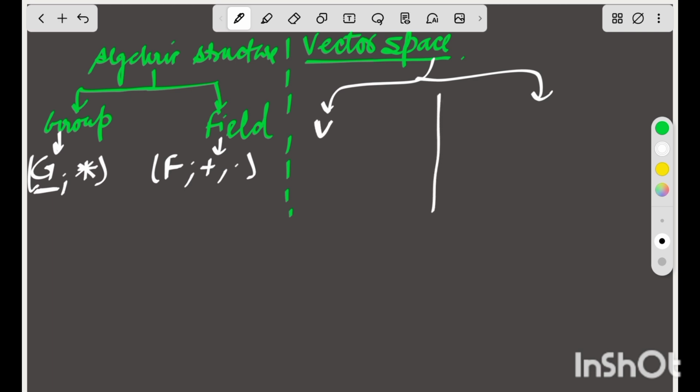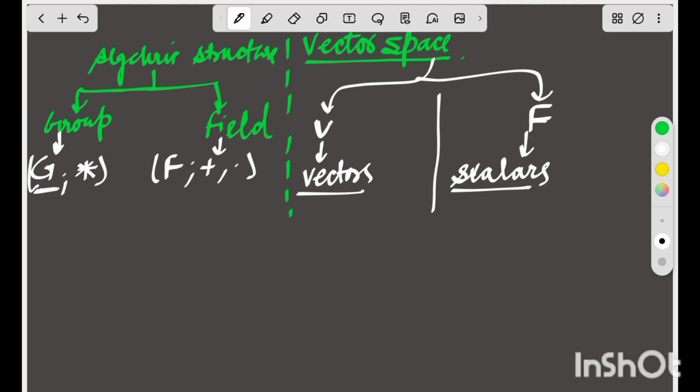One is called V and the other is called F. Since we are dealing with two different sets, in order not to be confused whether an element belongs to the set V or F, we call the elements of V the vectors and the elements of F the scalars. These terms, vectors and scalars, do not have anything to do with the magnitude and direction, the concept which we studied in physics. This set F is nothing but the field.